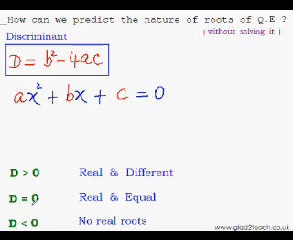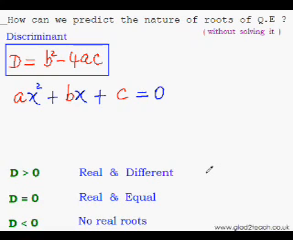When D is equal to 0, then the roots would be real but they would be equal. And when D is less than 0, that is a negative number, then that equation will have no real roots. In other words, you can say that it will have imaginary numbers as its roots. See, isn't that great that we can have so much information about the equation without even solving it by using this simple formula? But that is not all.